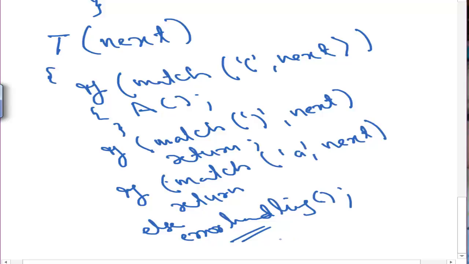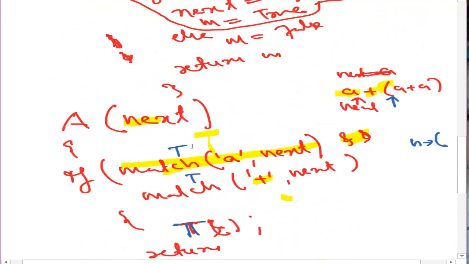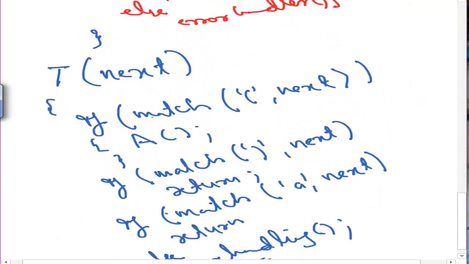Call the procedure error handling, or whatever you like. Now what does that mean? Look here, where were we firstly? So we are here, right? Our next has the opening parent in it, right? We have an open parent in our next, and we call the T. What will T do? T will try to call the match, because what we have in the next is the opening parent. Okay, keep that in mind.